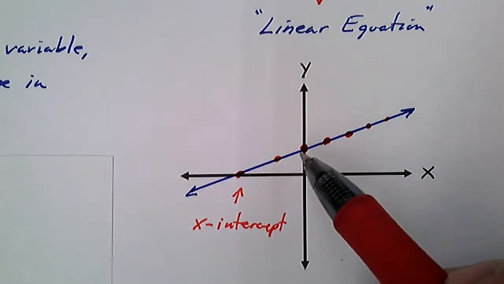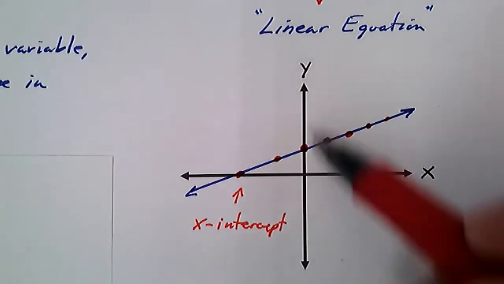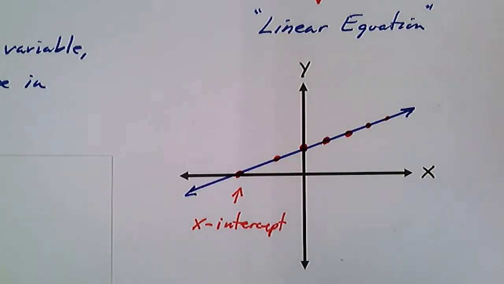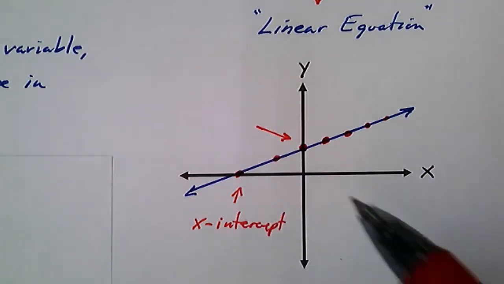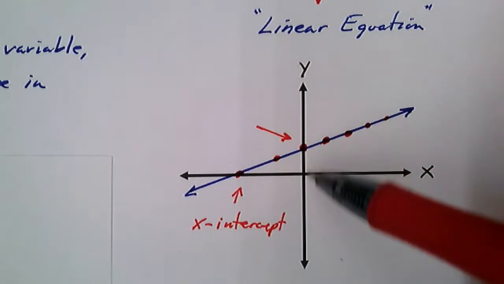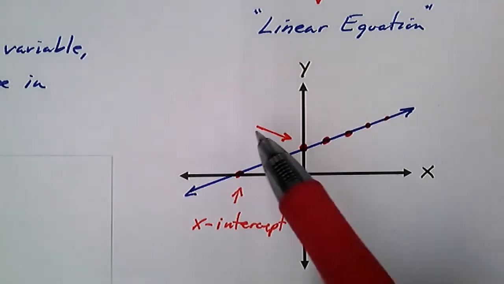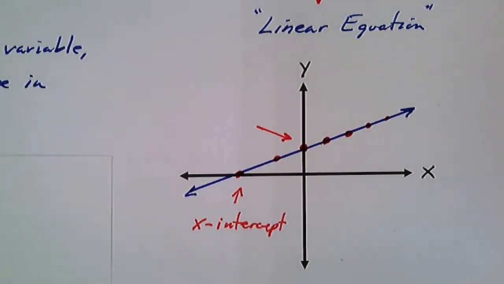And this one right here is called the y-intercept. That is where the line is crossing your y-axis. So that would be the y-intercept. Okay, so you have x-intercept and y-intercept.